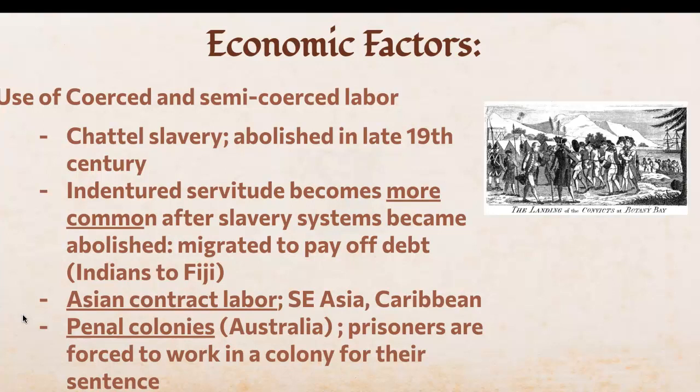In addition to indentured servitude, there will be Asian contract labor. This will mostly be taking place in Southeast Asia and the Caribbean. Very lastly is going to be penal colonies. This is going to happen in Australia. In penal colonies, people who are sentenced to prison, who are found guilty of a crime, are forced to work in a colony for however long their sentence is.